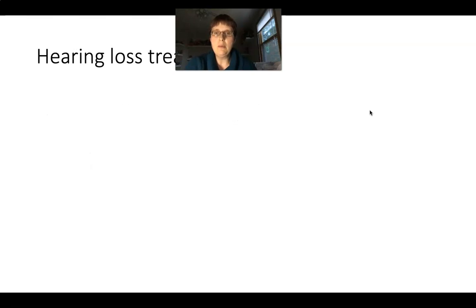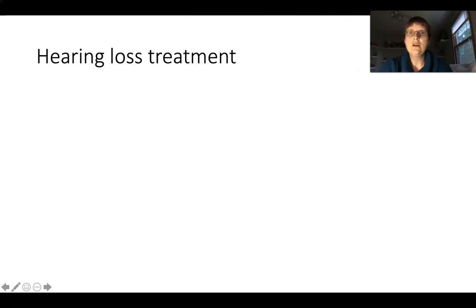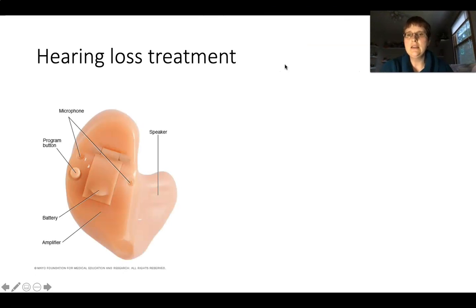And yeah, you probably are a little familiar with some of these. The most common way to treat it is with a hearing aid. So this is an older style hearing aid, but all of them have the same sort of components. My dad actually has gotten hearing aids recently. They are tiny, but work the same way.